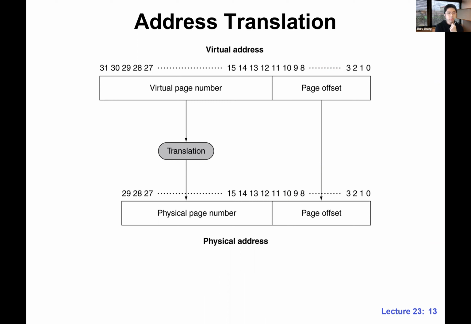Okay, so how do you come up with the translation, right? First, we already talked about this. We have something called the page offset, right? With 4 kilobytes of a page, we need 12 bits, from 0 to 11. 2 to the 12 is 4 kilobytes. This is something that we don't want to translate. We'll just copy it over when we translate the virtual address to a physical address, because we only translate the VPN to PPN.